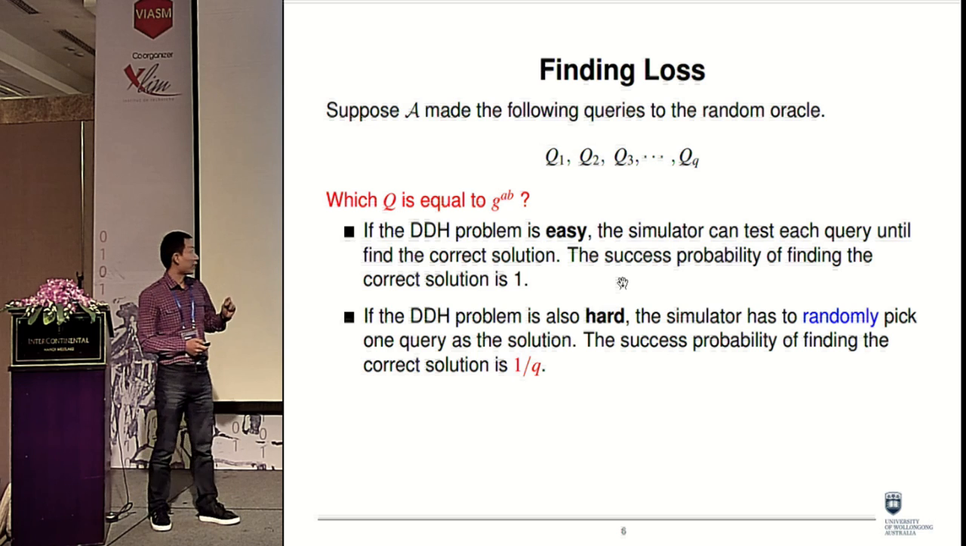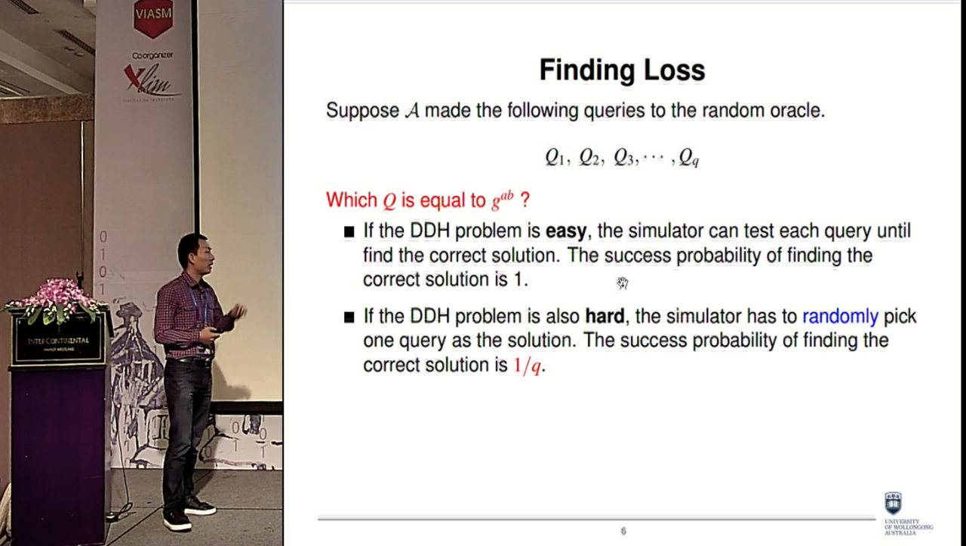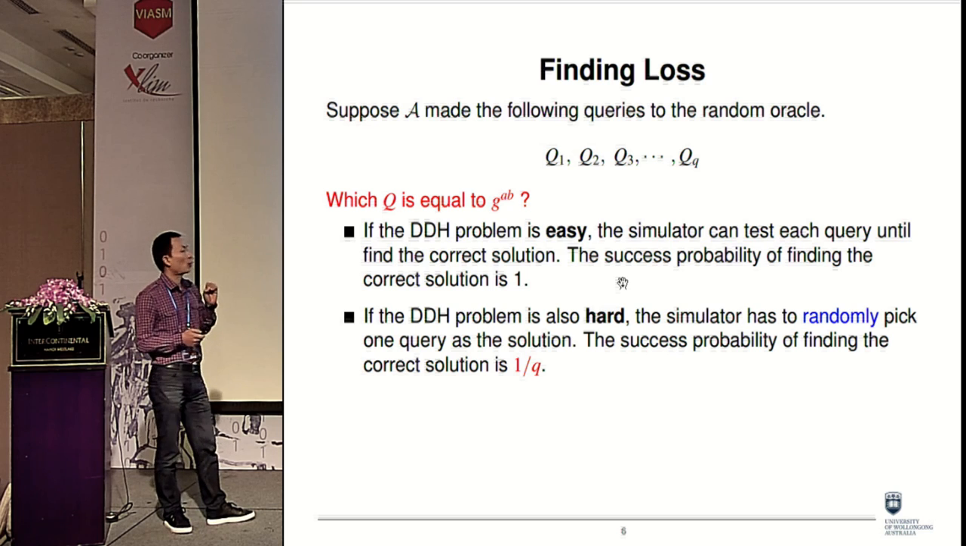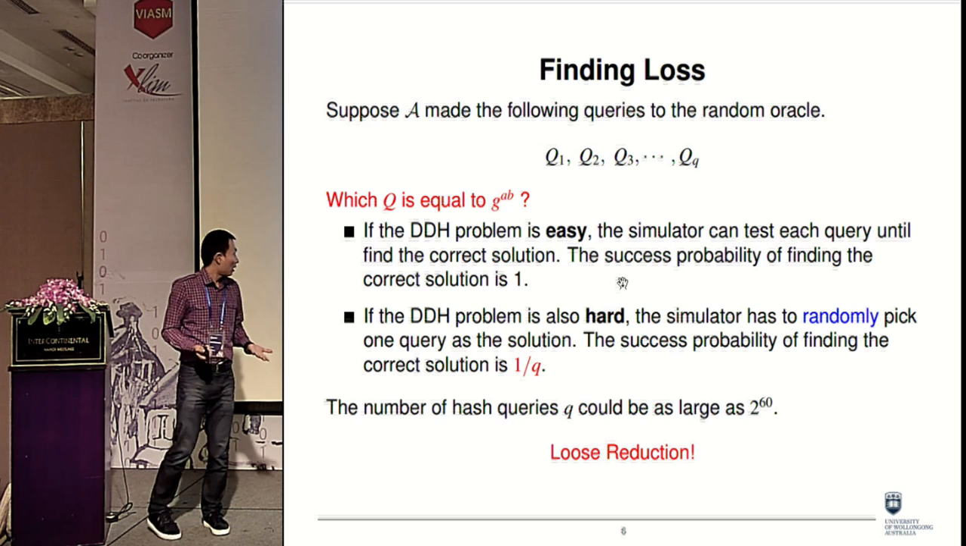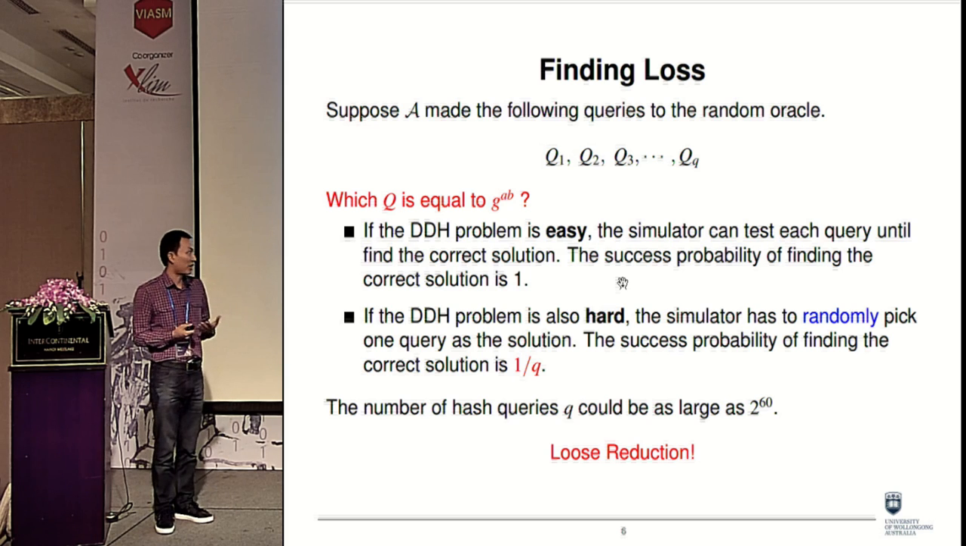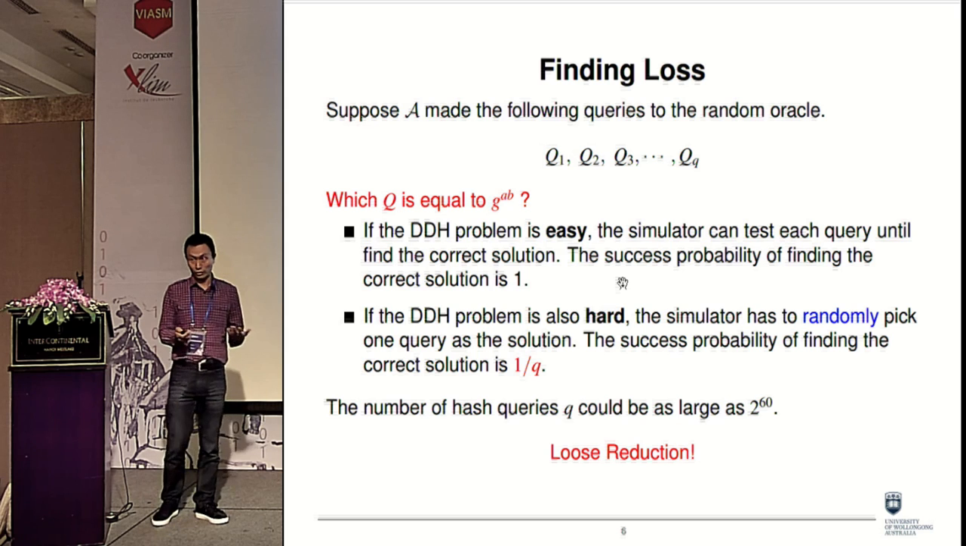But if the DDH problem is hard, then the simulator has to randomly pick one query as the solution. Therefore, the success probability of finding the correct solution is just 1/Q. And unfortunately, the number of hash queries Q in polynomial time can be as large as 2^60. Therefore, this kind of reduction must be a loose reduction.